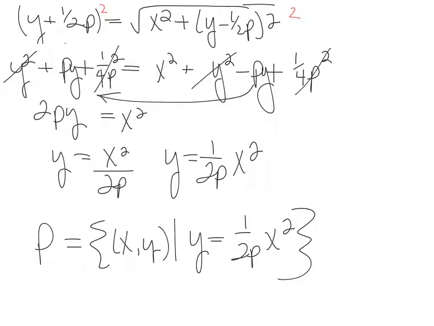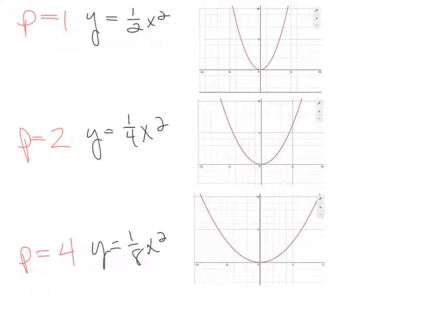I'm going to do a few graphs with Desmos and see if we can see the difference. I'm going to be graphing this equation right here. So here we go. You'll see the graphs get flatter and flatter. This is when p equals 1, pretty tight. P equals 2, I get 1/4. It's getting a little wider. P equals 4, I have 1/8, even wider. It shows the trend. It would get wider and wider as p gets larger.